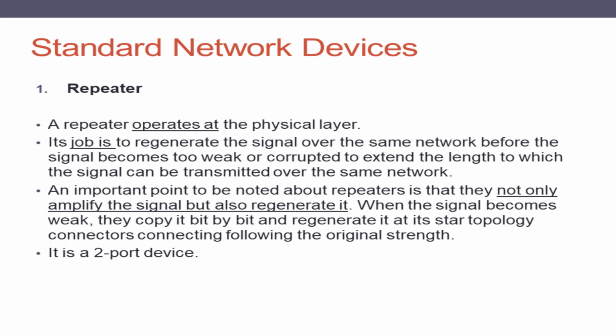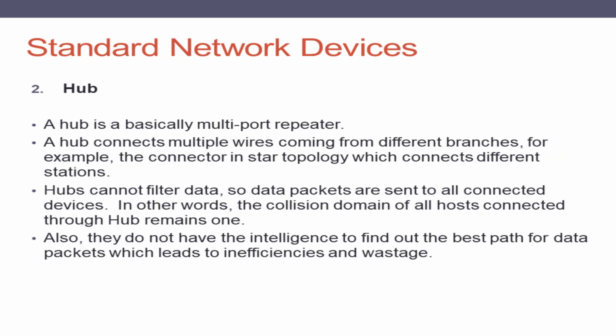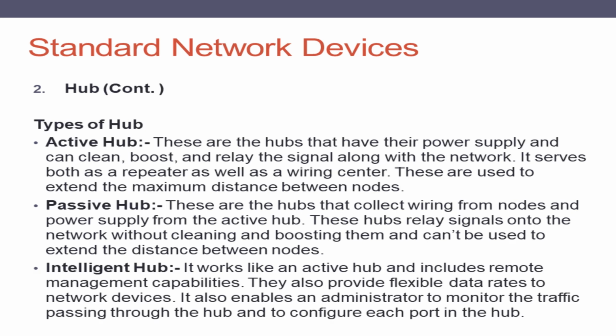Standard network devices. Hub. A hub is basically a multi-port repeater. A hub connects multiple wires coming from different branches, for example, the connector in star topology which connects different stations. Hubs cannot filter data, so data packets are sent to all connected devices. In other words, the collision domain of all hosts connected through a hub remains one. Also, they do not have the intelligence to find out the best path for data packets, which leads to inefficiencies and wastage.